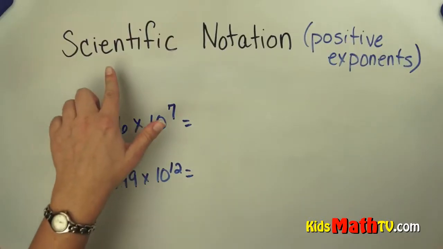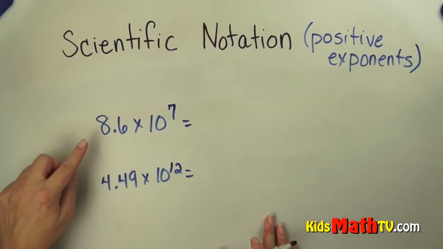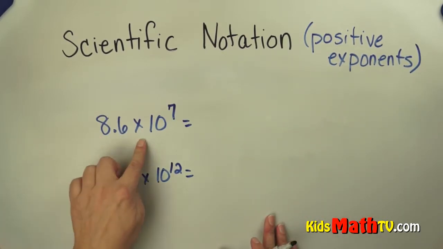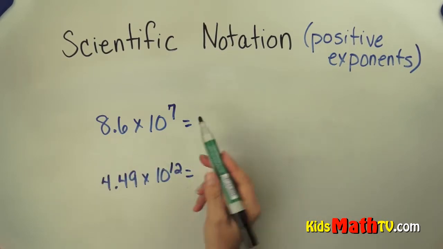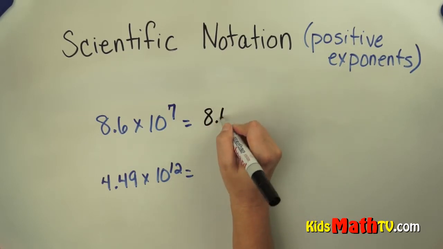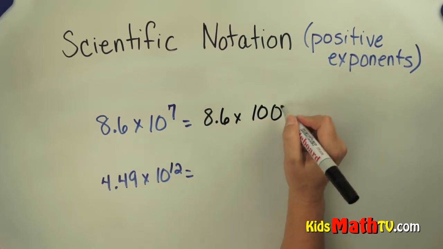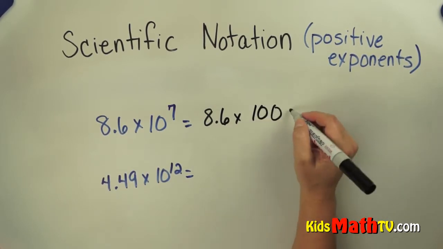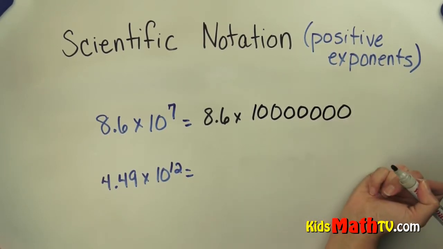In this lesson, you will learn about scientific notation with positive exponents. So here we have 8 6/10 times 10 to the 7th. This is like saying 8 6/10 times 10 to the 7th is with 7 zeros: 1, 2, 3, 4, 5, 6, 7 zeros.